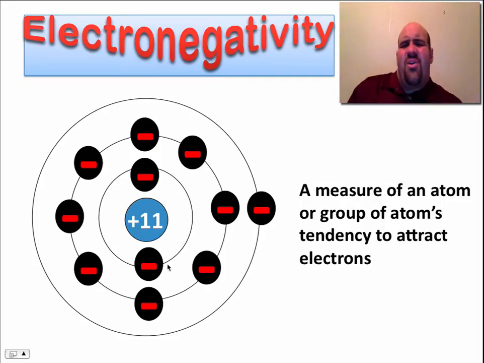Now we're going to look at something called electronegativity. Electronegativity is a measure of an atom or a group of atoms' tendency to attract electrons. So some atoms are going to want to attract electrons. And what in an atom is going to make it want to attract electrons? Well, the nucleus.